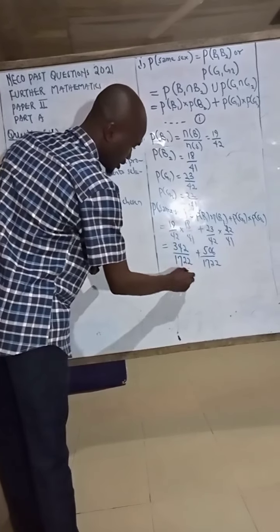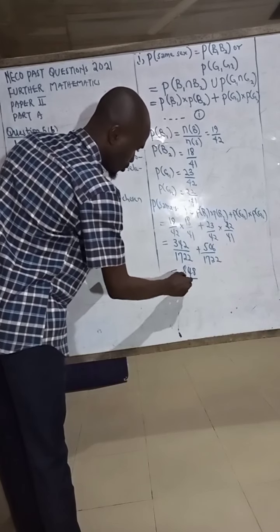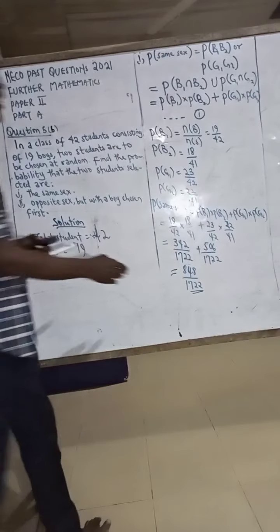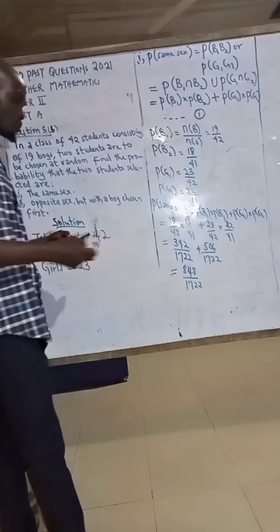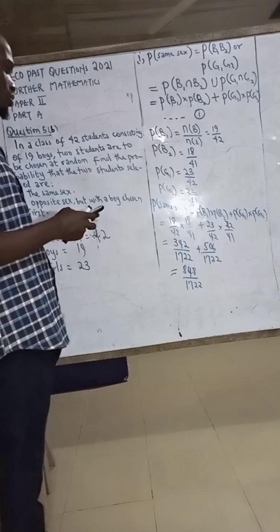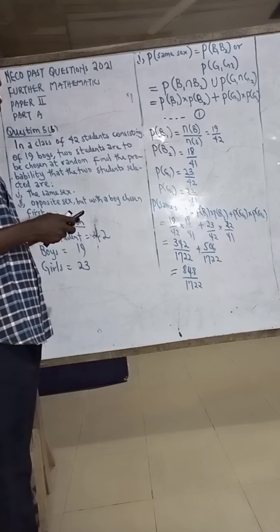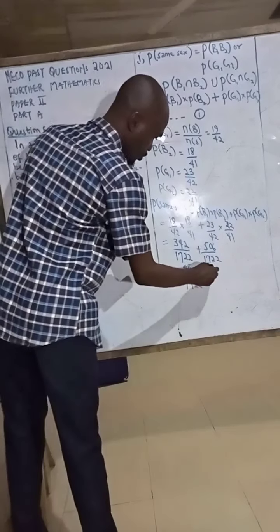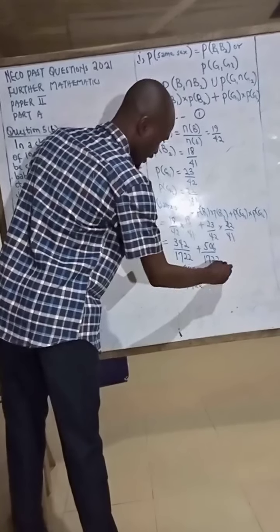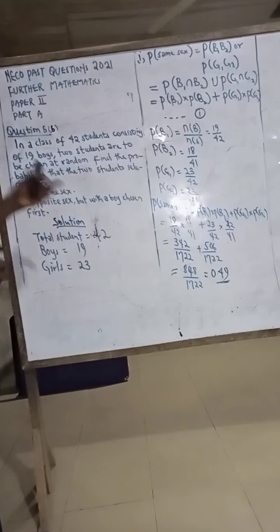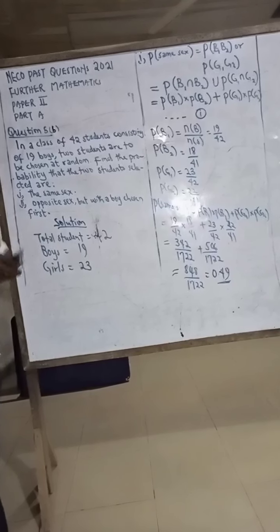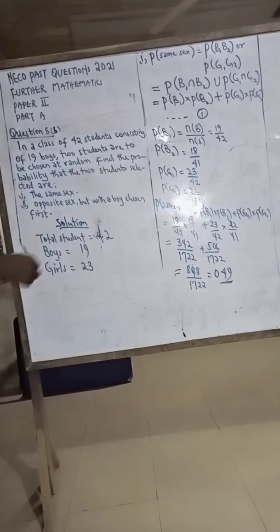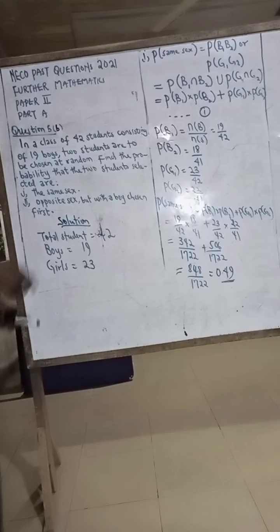That's 848 all over 1722. So this is our answer. We can leave our answer as a fraction in the lowest term, or we convert to decimal. So let's convert to decimal. 848 divided by 1722 is equal to 0.49. That's the end of part (i) of the question, which is the probability of the same sex. Now we move straight up to the second question, which is probability of opposite sex.